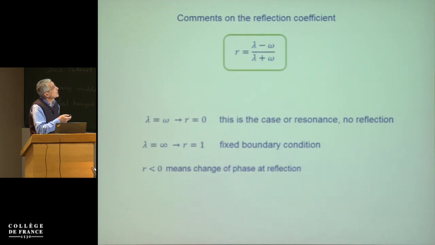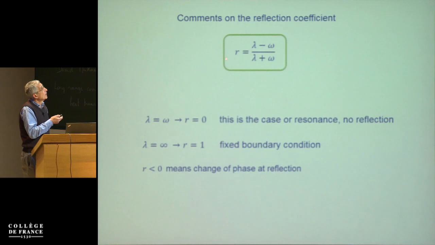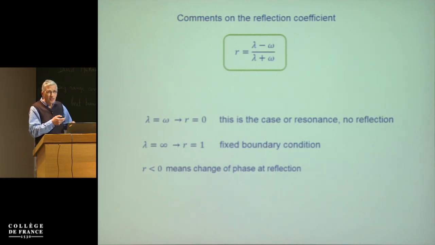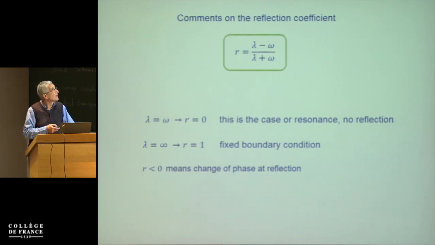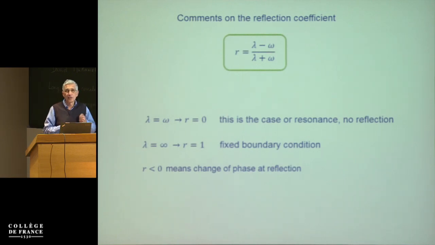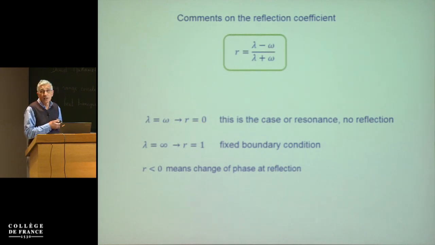Okay. Now, just a comment about this r. As I said here, when lambda is equal to omega, r is equal to 0. It means that you are at some resonance. That is, the dissipative term that you put at the end with coupling to the reservoir is equal to the normal frequency of the oscillators that you have in the system. In that case, r is 0 and there is no reflection. So basically, if you have a sound wave, it reaches the end and then just leaves.